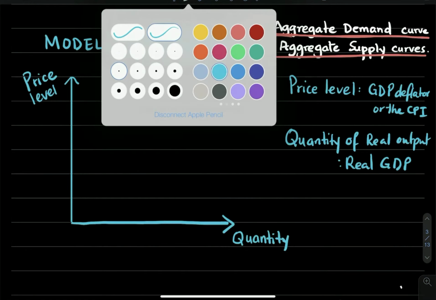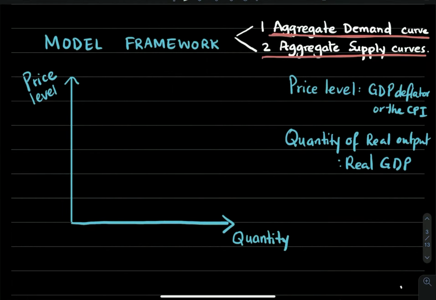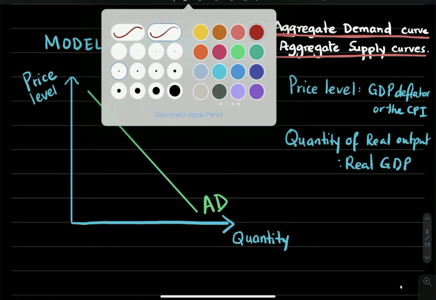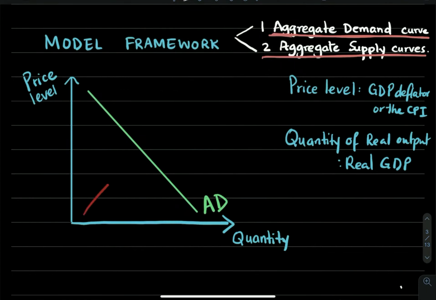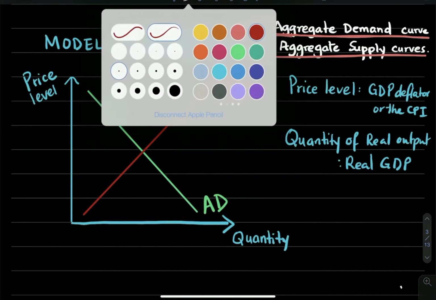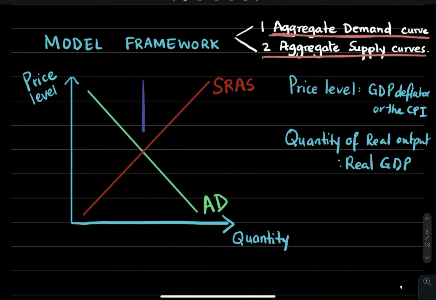Now, when we draw the demand curve, that's going to be downward sloping. And this is not demand, but this is aggregate demand because we're talking about the macroeconomy. And our aggregate supply curve is of two types. You have a short run aggregate supply, which is upward sloping, and you have a long run aggregate supply, which is a vertical line. The intersection of the aggregate demand and short run aggregate supply gives you the short run equilibrium, and the intersection of all of these three give you the long run equilibrium.